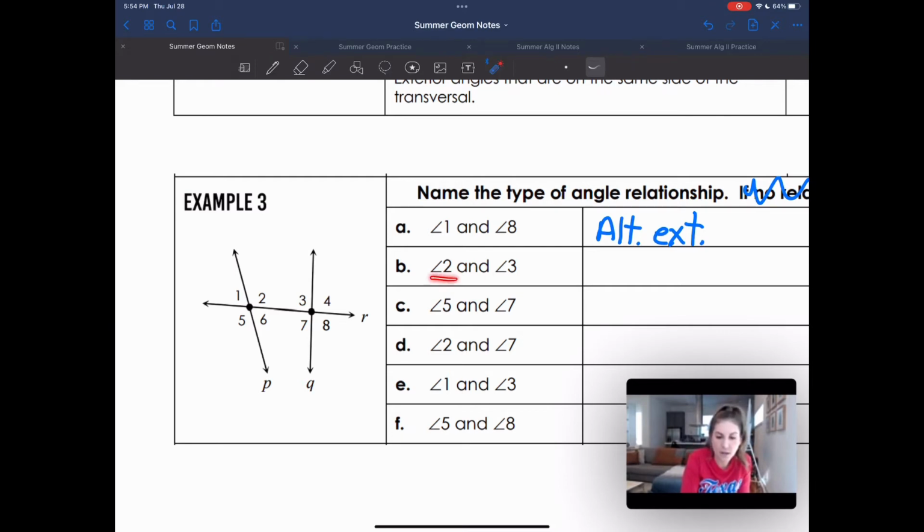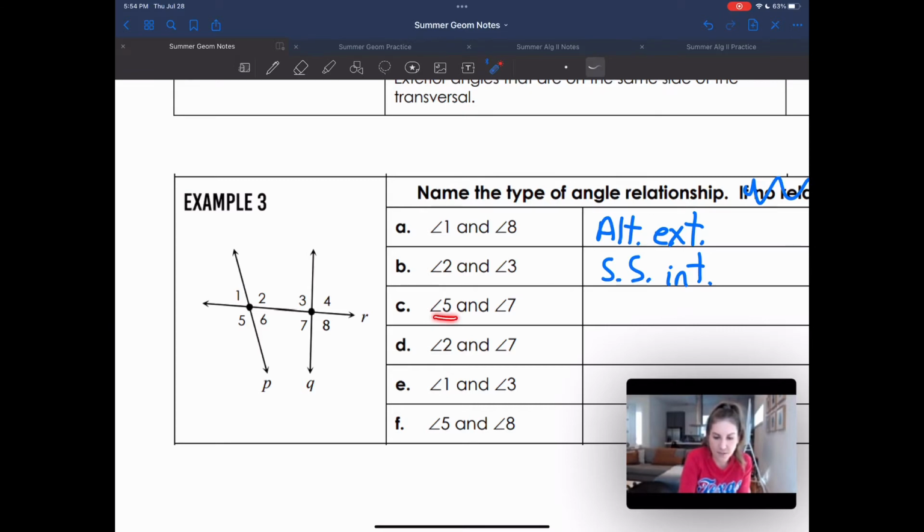All right, we're talking angles 2 and 3. Let's locate it. Here's 2, here's 3. I'm going to look at my transversal. They are on the same side of the transversal and they are in between these lines. So this is going to be same side interior angles, which I'm going to abbreviate as SS int. Same side interior. Hopefully that makes sense to you.